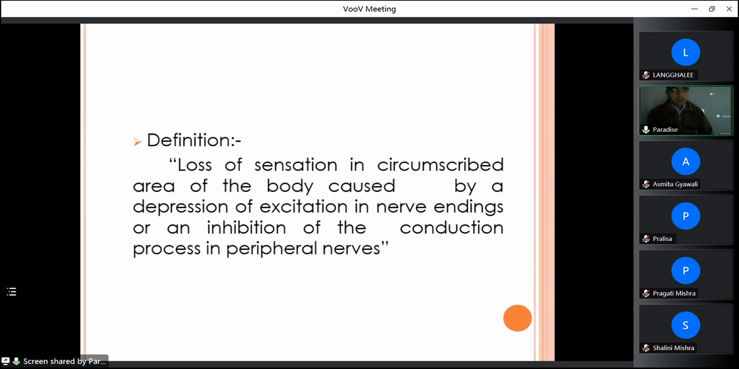Now moving to the definition of local anesthesia. According to Malamud, it is loss of sensation in a circumscribed area of the body caused by a depression of excitation in nerve endings or an inhibition of the conduction process in peripheral nerves.